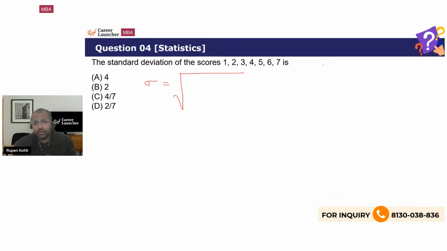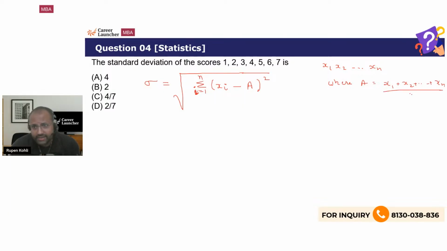For a given data set of numbers, call it x1, x2, x3, xn, the standard deviation is defined as the summation of (xi minus A) whole square, i going from 1 to n, the summation of the difference of each number from the average of the given numbers. A over here is the simple arithmetic mean of these n quantities, (x1 plus x2 plus dot dot xn) upon n, whole divided by n, and then whole square root of that. Right, that's the formula.